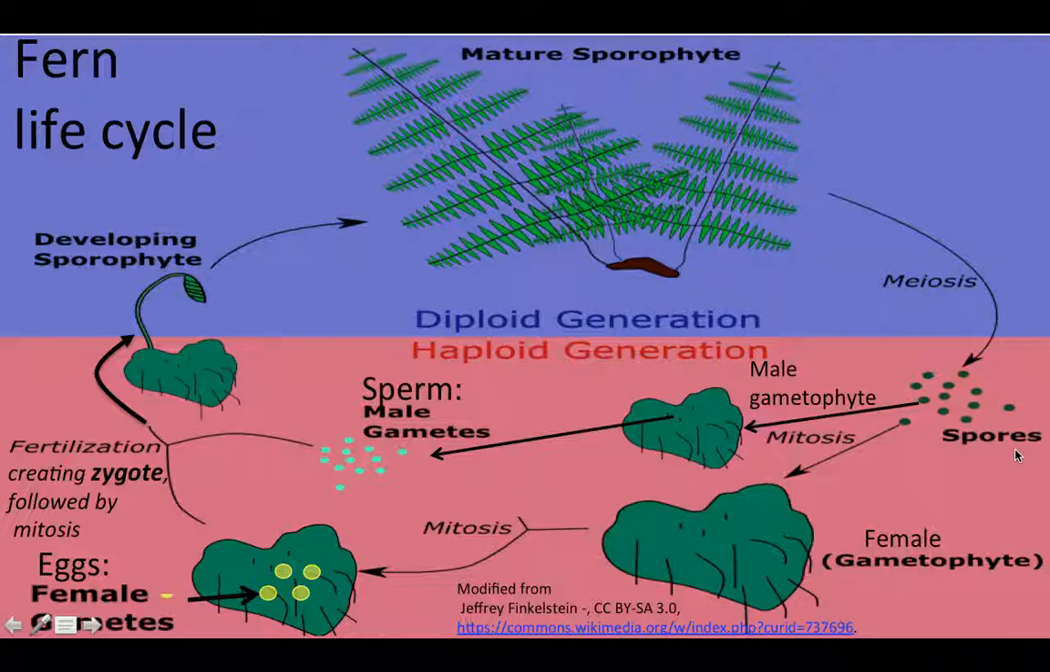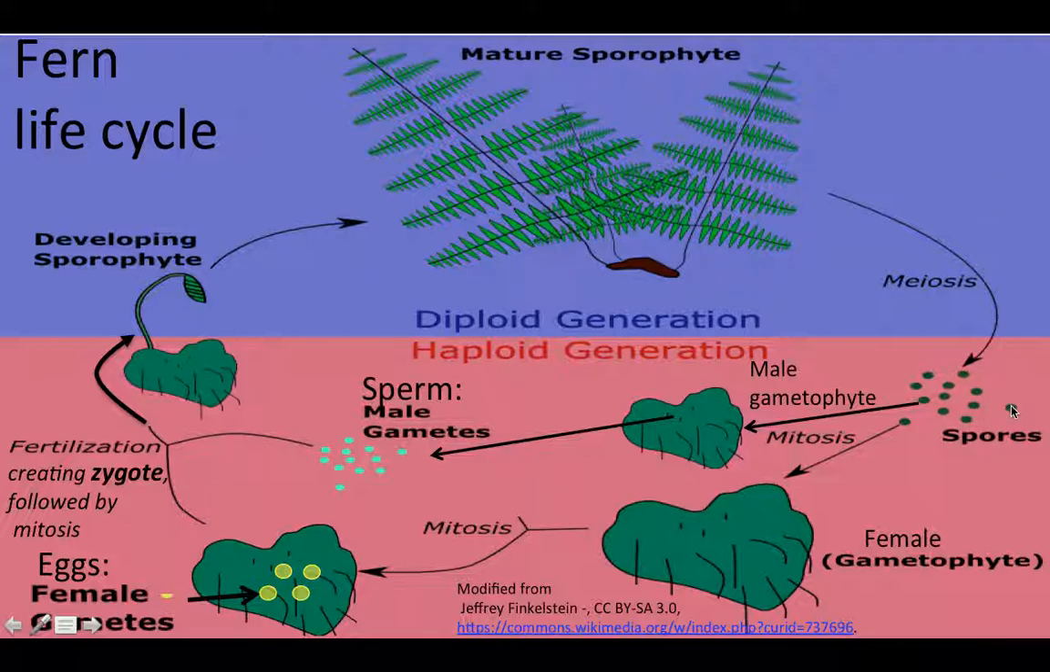Spores, remember, are haploid. They are 1N. That means that if we're going from diploid to haploid, the only process that can do that is the process of meiosis. If you go back to your life cycle lecture, look at your notes and remind yourself that meiosis is the reduction division. So we go from the sporophyte here to the spores by meiosis.